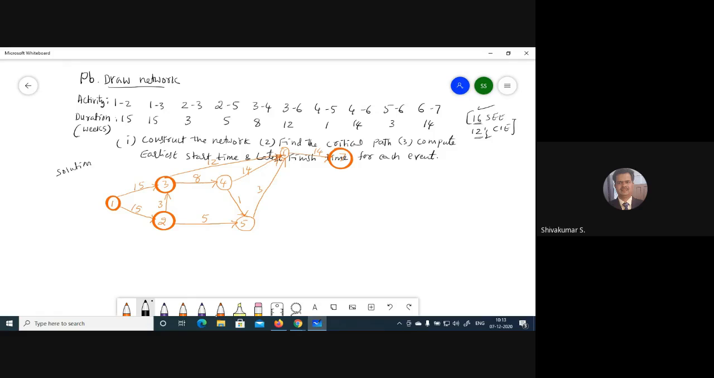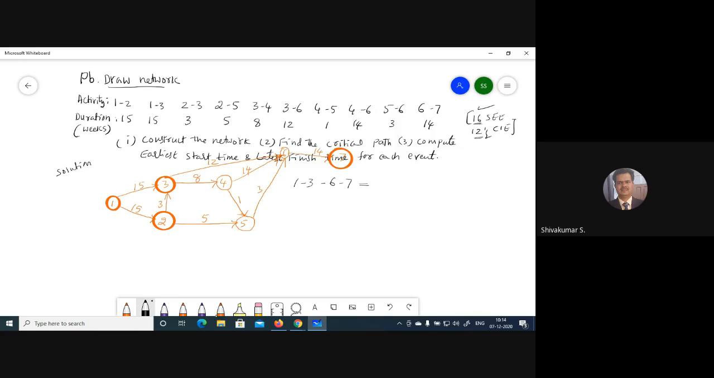Now you have to find out the critical path. Critical path is the one with the highest duration, the maximum duration in which the project can be completed. So let us say, for example, to go from event 1 to 7, you have multiple paths. So you keep on writing all the paths to reach 7. I'm going to start here. For example, 1 to 3, 3 to 6, and 6 to 7.